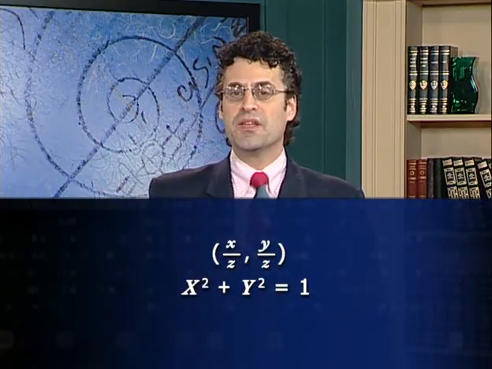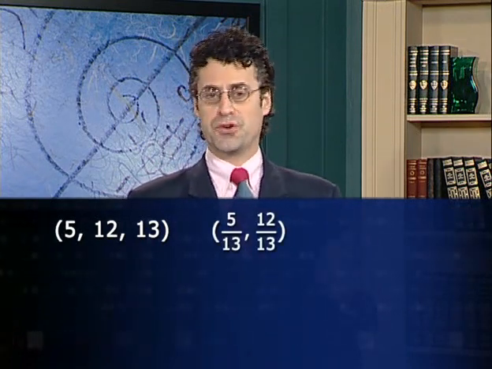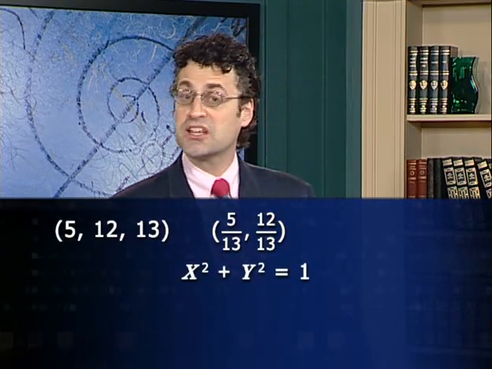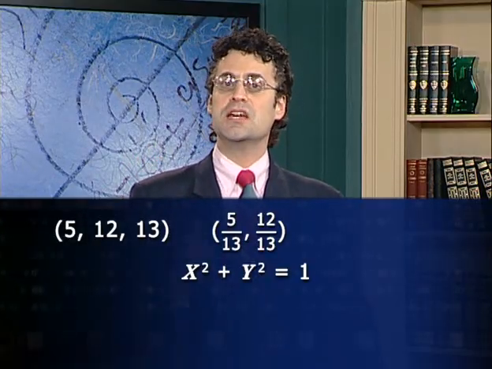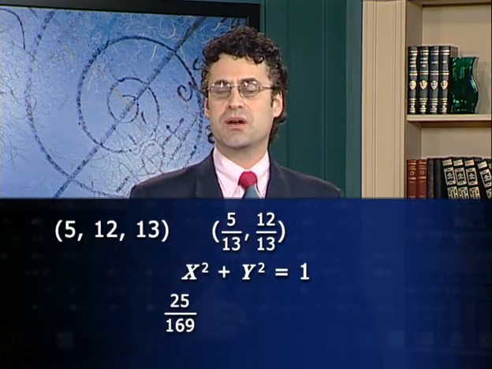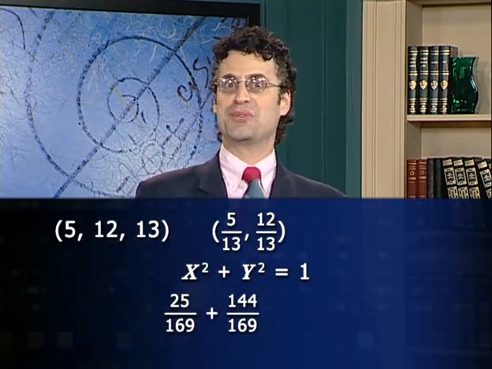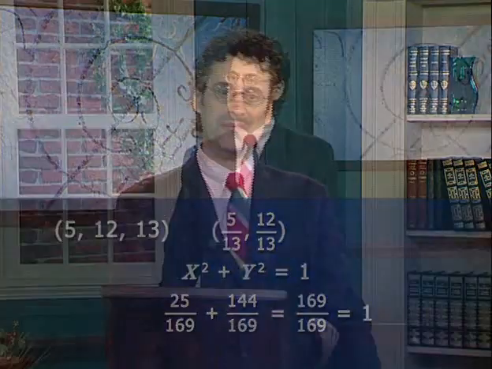So, for example, the Pythagorean triple 5, 12, 13 leads to the rational solution 5/13 comma 12/13 to the equation X squared plus Y squared equals 1. And we can check this for ourselves. If we take 5/13 and square it, we see 25 over 169, and then we add to it 12/13 squared, which is 144 divided by 169. When we add those two together, happily we see 169 over 169, which in fact is 1.